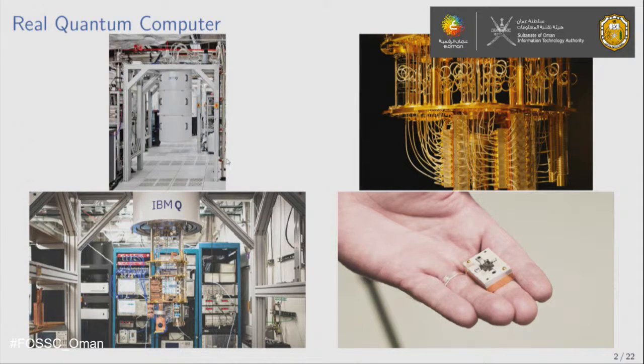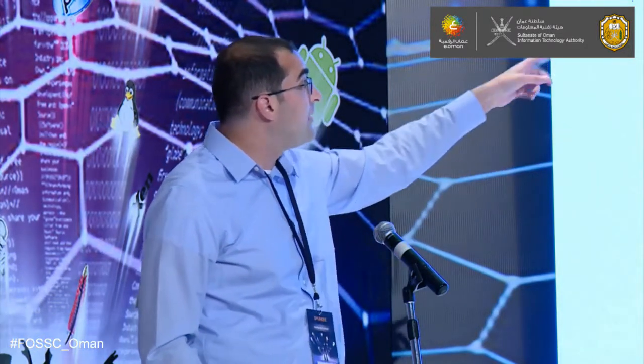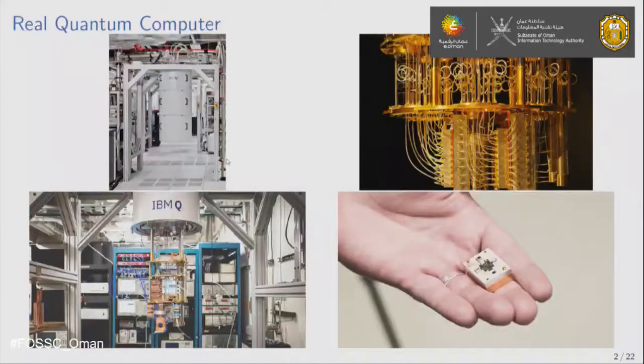And you can see all of this is just to get the device cold enough. And in that picture in the upper right-hand corner, you can see the cables that send the microwave pulses, which perform the quantum operations on the chip. You need to get it this cold for the quantum chip to function properly.